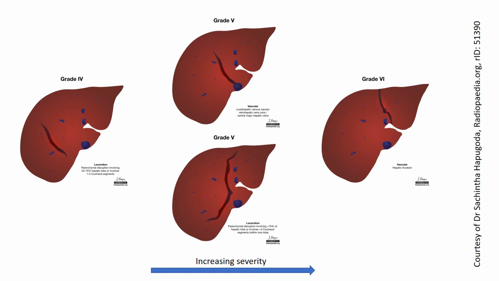Now here are the criteria for grade 4 to 6 injuries, which are certainly far more severe injuries. And these injuries relate to lacerations that are either much larger or more central in involving the vasculature.